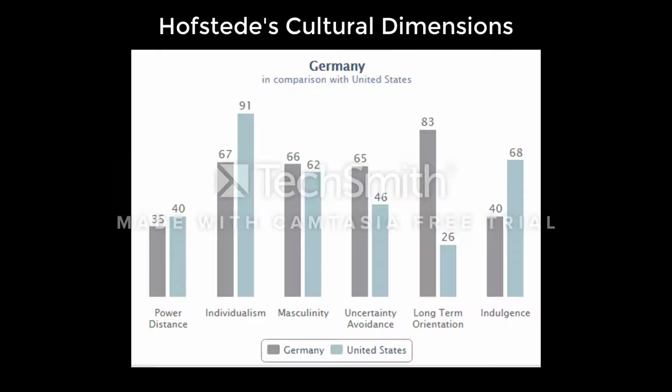Germany's high score of 83 on long-term orientation indicates that it is a pragmatic country. They show a strong propensity to save and invest. Finally, indulgence. The low score on this dimension indicates that the German culture is restrained in its nature.